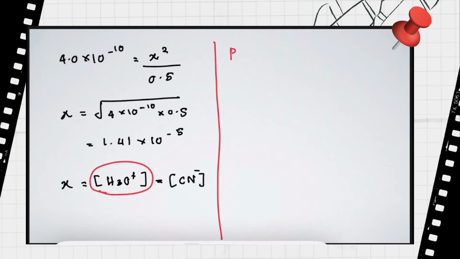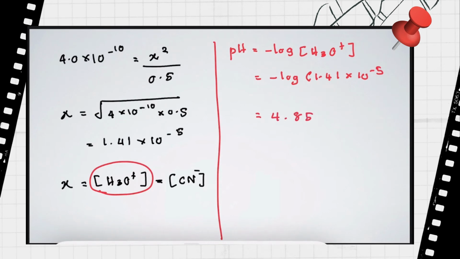So the pH is negative log H3O plus, which is negative log of 1.41 times 10 to the power of negative 5, equal to 4.85. So this is the pH of the weak acid. Alright, so this is how we calculate.